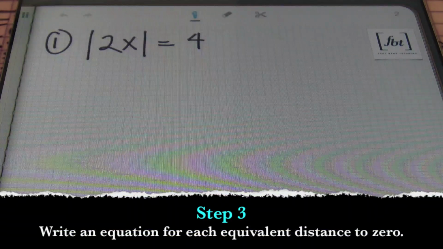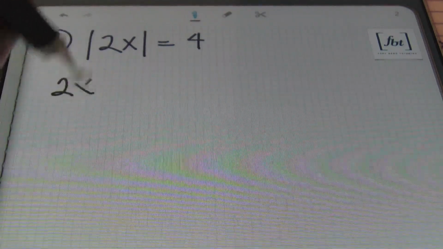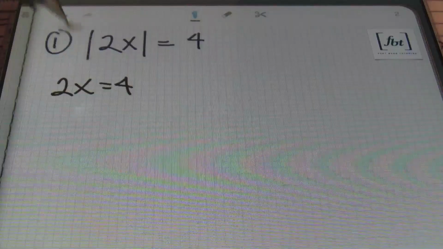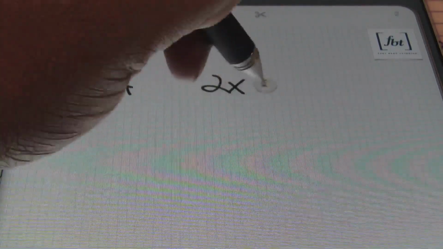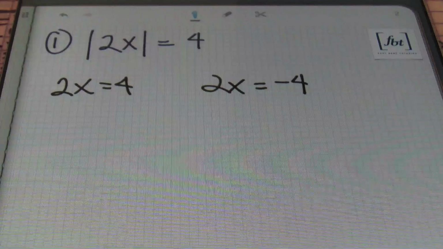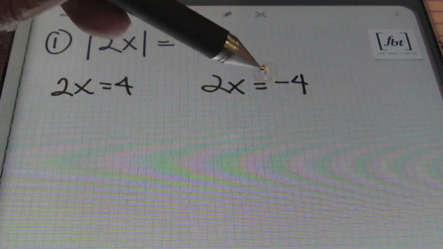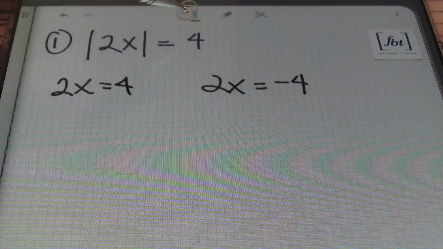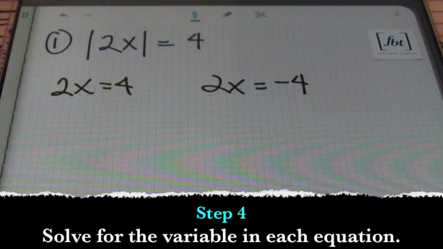And step 3 is to set up two different equations, one coming from the left of 0 and the other coming from the right of 0. So here I'll begin by saying that I have 2x equals 4, which takes care of the distance coming from the right, and I can also set 2x equals -4, because remember, the absolute value of +4 still equals 4, and the absolute value of -4 will also equal +4. Therefore, you'll need to set up two different equations. From there, we'll go ahead and solve for x.